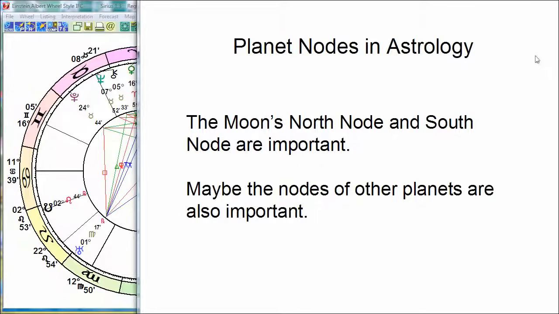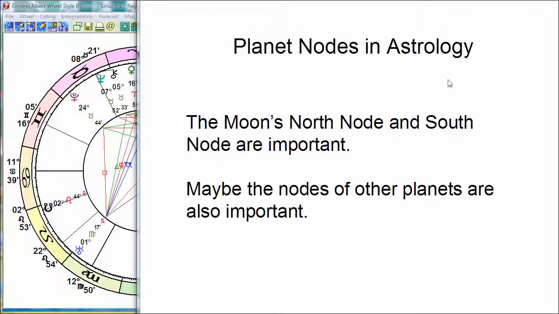Second thought is, well, if the moon's north node and south node are important, what about the nodes of the other planets? They have nodes also. They have paths, and those paths cross the ecliptic plane. So where those planetary paths intersect the path of the sun is called a node. They have nodes. Why don't we use those? Maybe we should use them. So that's the idea of planetary nodes.